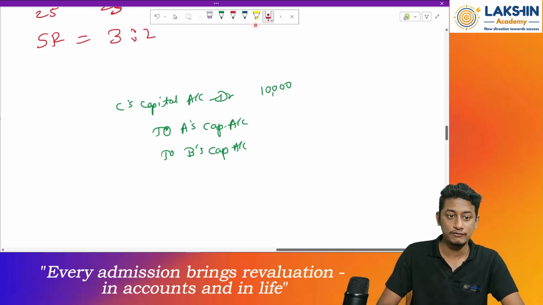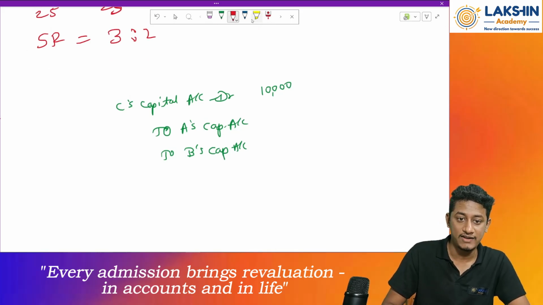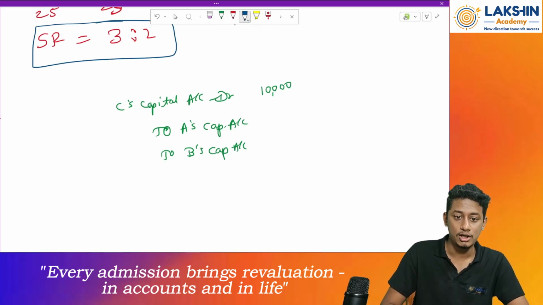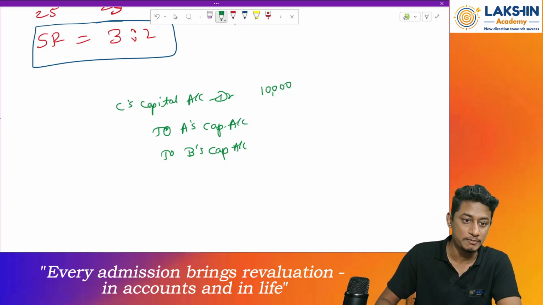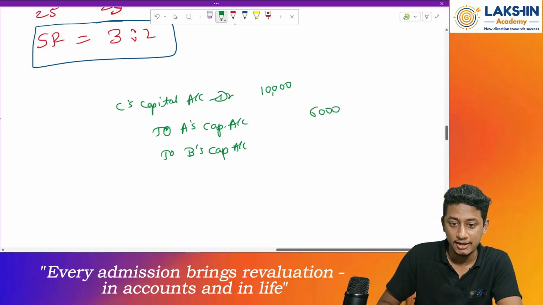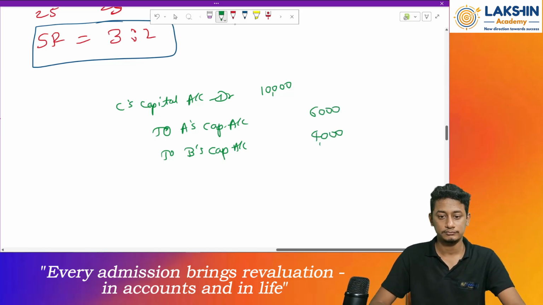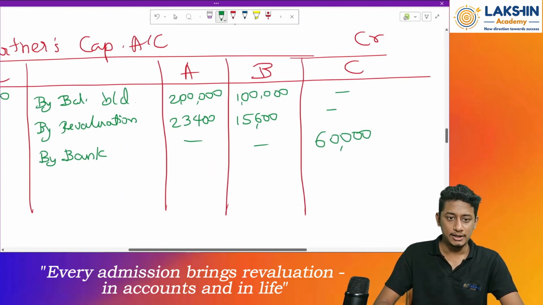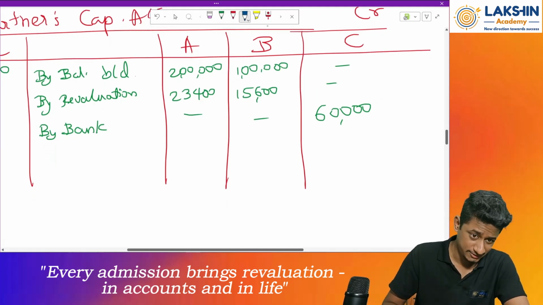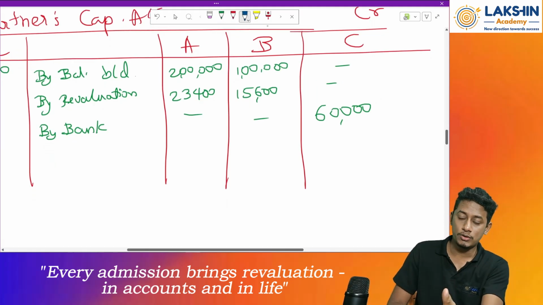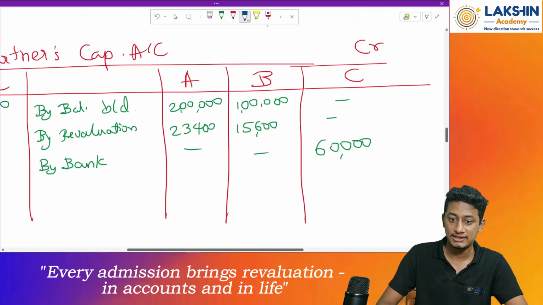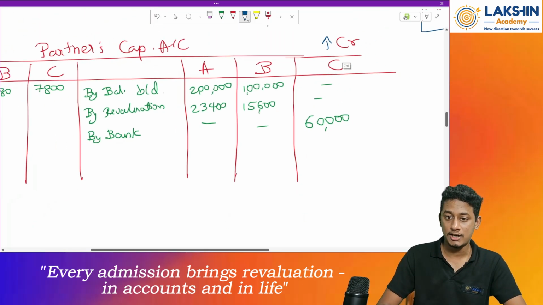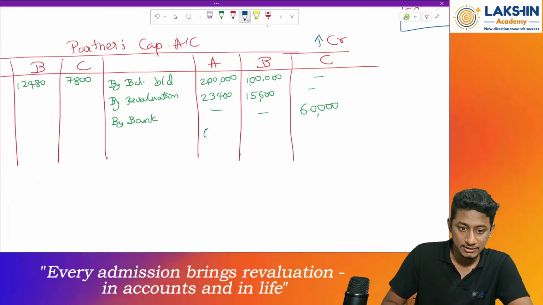So now 10,000 in what ratio? In the sacrifice ratio, that is 3:2. So 3:2 is how much? I will straight away do it, mental calculation. That will be 6,000 and 4,000. Now how will I do this? Since the old partners are receiving the goodwill, their balance of capital will increase, and whenever the balance of capital increases, I will credit the account. Remember?